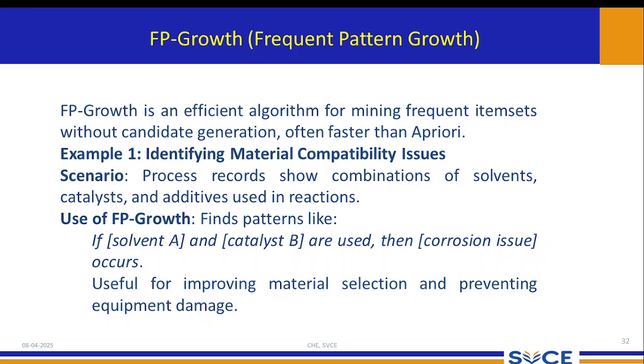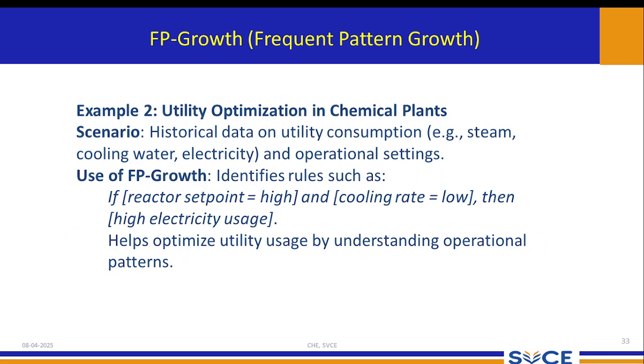So this algorithm, FP growth, is often faster than the a priori algorithm. Please try to understand this. Process records showing combinations of solvent, catalyst, and additives is the scenario here. So this is an example for identifying the material compatibility issues.